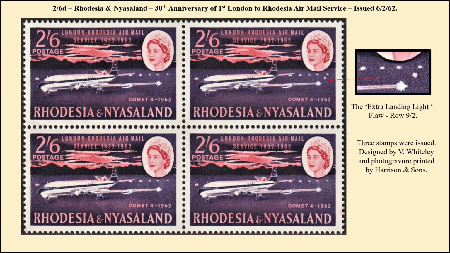This is the top value of 3 stamps which were issued to commemorate the 30th anniversary of the first London to Rhodesia airmail service. That must have been 1932. I show this block of 4 because it contains the flaw, the extra landing light, which can be seen at the edge of the wing of the Comet.